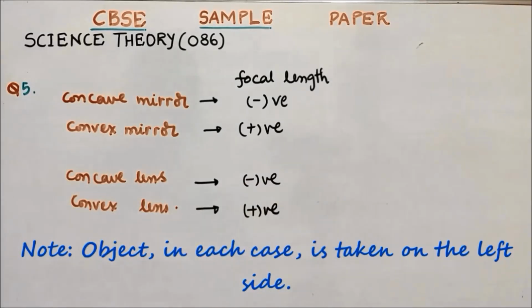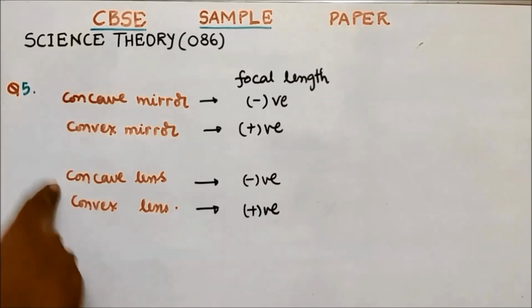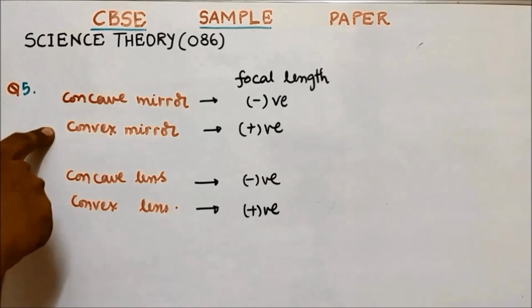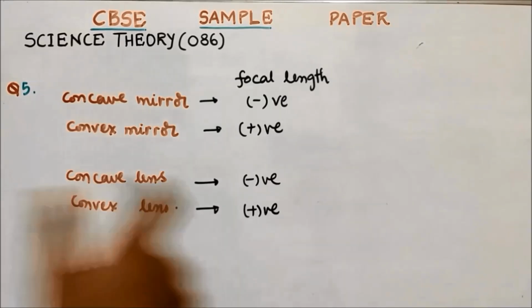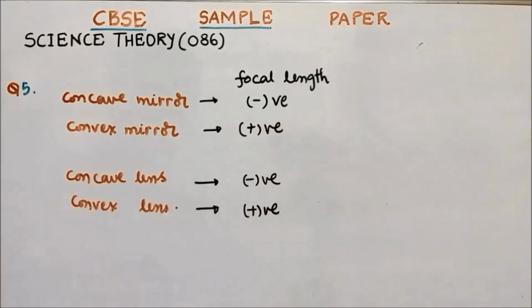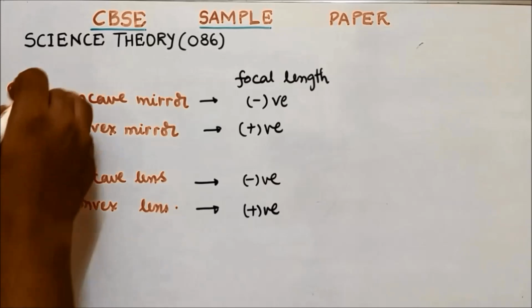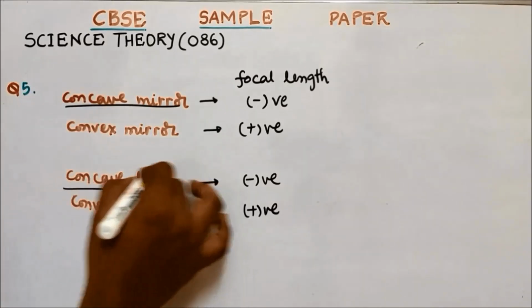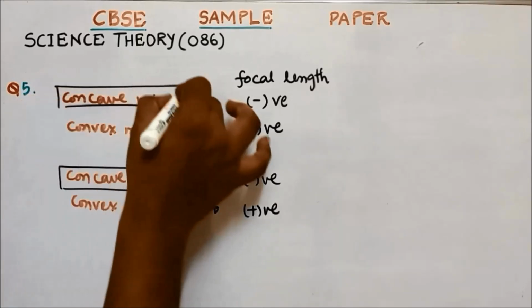So you can remember it like this: if it is a concave mirror or lens, the focal length will be negative. And if it is a convex mirror or lens, the focal length is positive. You have to write the answer in just one word. So the answer for the 5th one will be concave mirror and concave lens. So these are the answers.